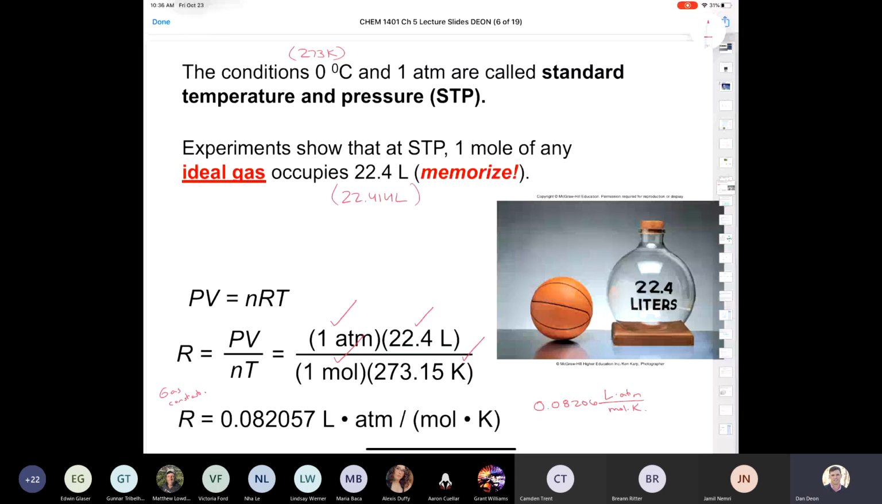Other textbooks will just round it off to 3 sig figs. They'll say 0.0821. That's fine too. And it all depends, again, on how many significant figures you need based off of the problem that you're working on.